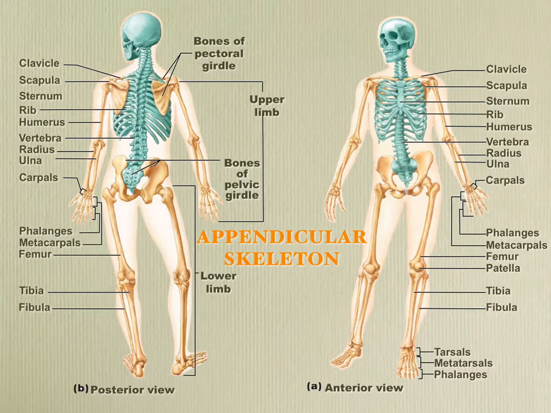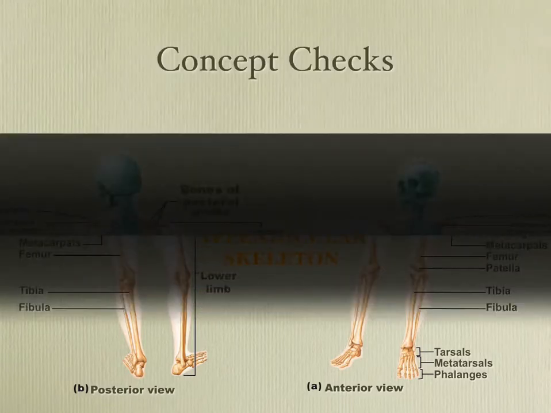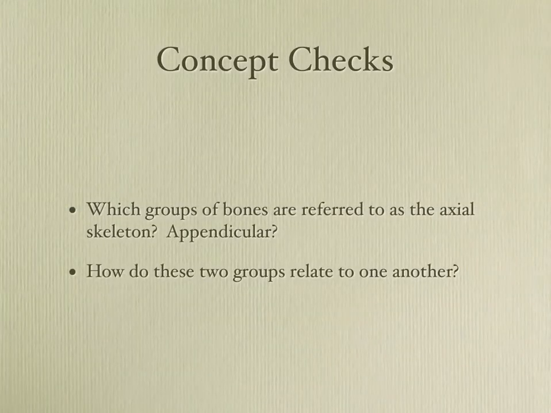That really is kind of all we're going to cover in this very brief video. So your concept checks, pretty straightforward. Which bones are referred to as the axial skeleton? Which bones are referred to as appendicular? How do these two groups relate to each other?